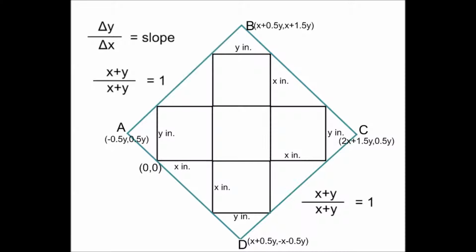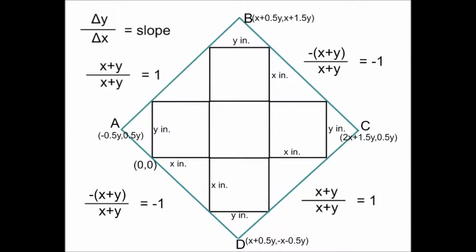Using the same change in y and change in x, I can also get the slope, which is change in y over change in x. That is x plus y over x plus y equals 1 for both AB and for CD. I need to be a little more careful for BC and for AD because the change in y is actually going down. It's a negative value. So if I do negative of x plus y over x plus y, then I will just get negative 1 for my slopes.